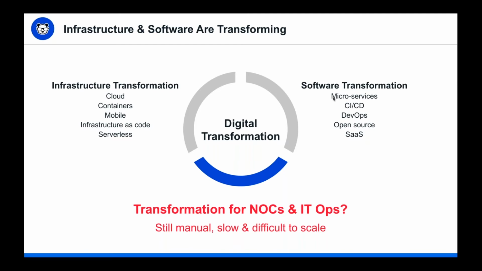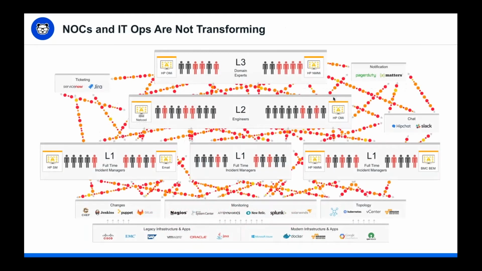era. The result of that is, if you look at IT ops and network operations centers or NOCs, they're still very manual, slow and difficult to scale. One of the things we see when we go meet with prospects and future customers is that when we talk about the pain that is an everyday fact for some of these NOCs and IT ops, and we show them a diagram similar to this, it resonates very strongly.